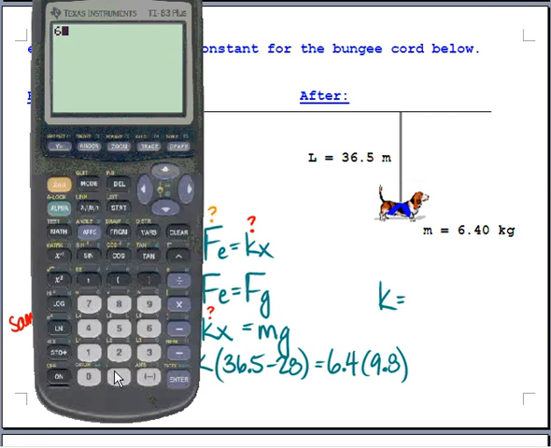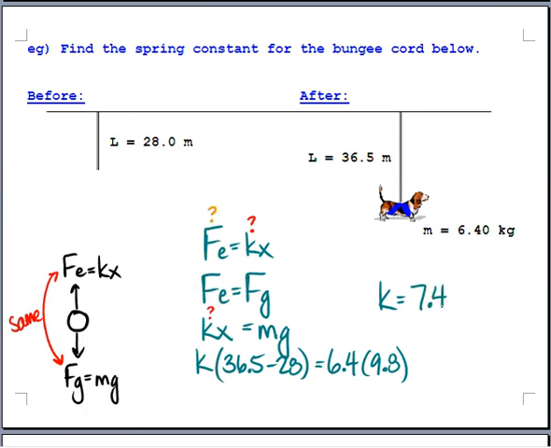What have we got? 6.4 times 9.8 divided by, notice I'm using brackets so I don't run into a bed mass issue, 36.5 minus 28. We get a spring constant of, call it 7.4 newtons per meter. So that's the stiffness of that bungee cord. So that's a bit of a special case, something dangling on the end of a spring or an elastic. You know that elastic force is the same as the force of gravity. So that is lesson number 2.